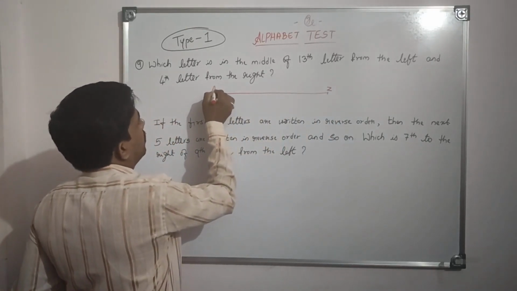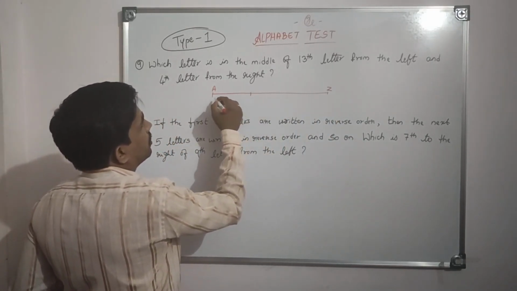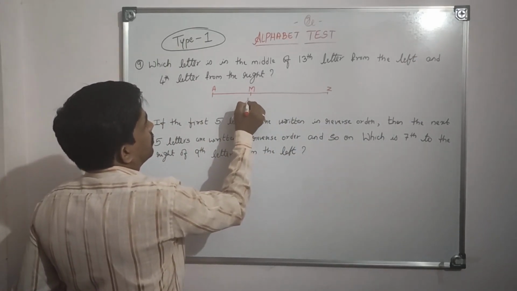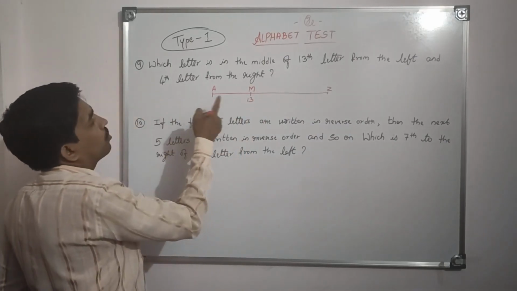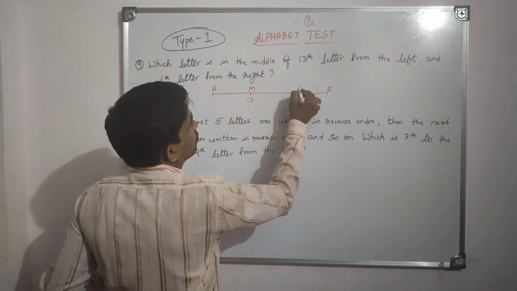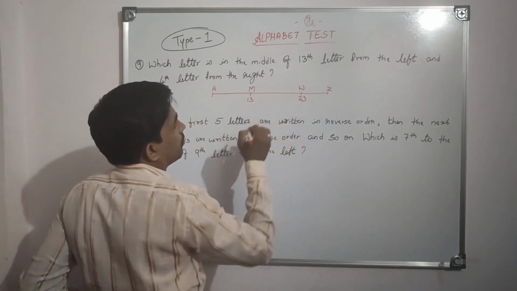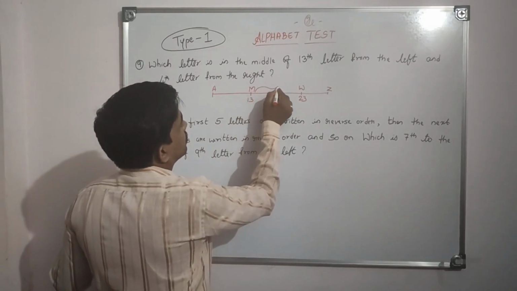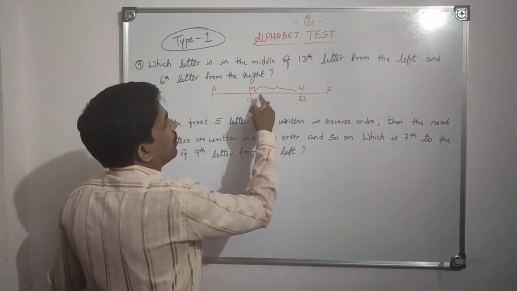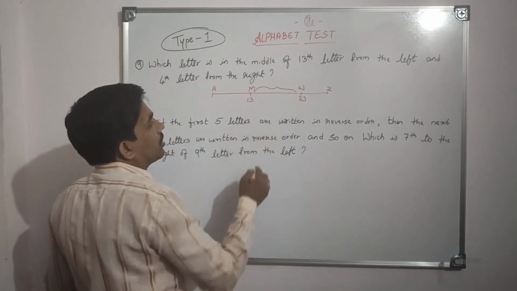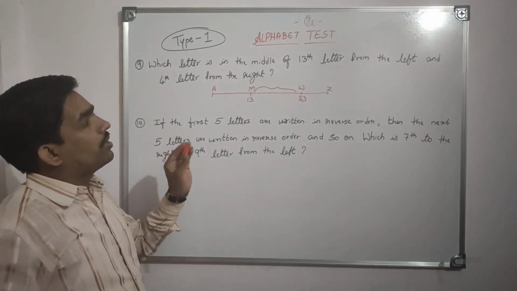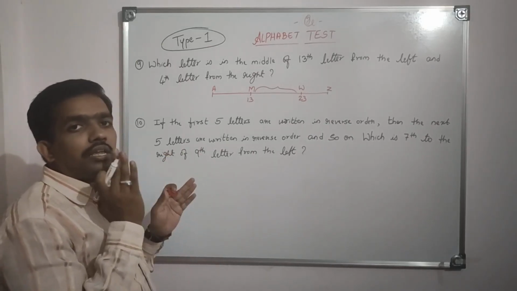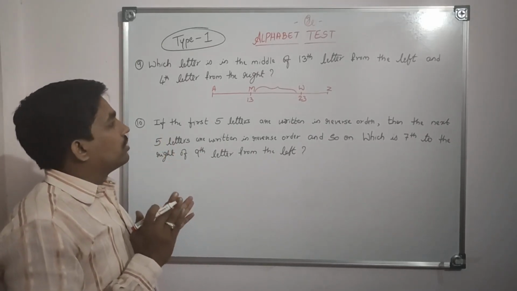Z and A. 13th from the left means it is M. And 4th from the right means W. Okay. So in between these, how many letters are there, and which letter is exactly between M and W? They are asking you.